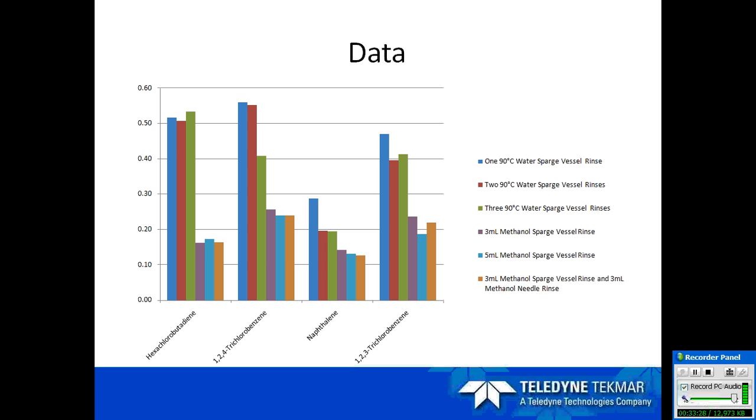So the blue line, as you can see in the data, is where we're using just a 90 degree water rinse. The biggest thing to take away from this is when you're looking at the orange line on each of these 4 compounds, how much we've been able to reduce the carryover just by putting in a 3 mL methanol sparge or methanol rinse after we ran the sample. So we were able to very much decrease the amount of carryover just from going from a hot water rinse to adding in a methanol rinse, and I'm sure we also followed that with a hot water rinse as well.